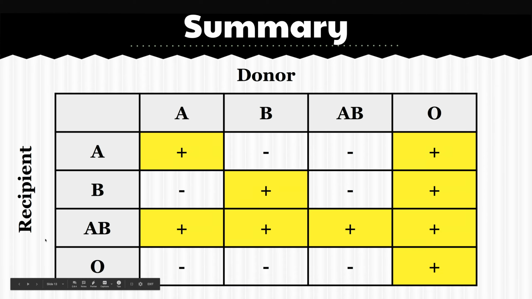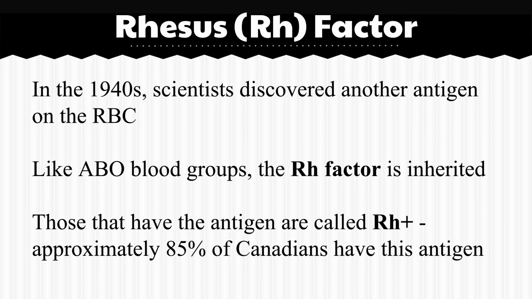The rhesus factor, Rh factor. So this was discovered later on. It's another antigen on the red blood cells. We already talked about the antigens of A and B. Now this rhesus factor gives an extra, it can either be positive or negative. Those that have the antigen are called Rh positive, so they have this rhesus factor. Approximately 85% of Canadians have this antigen.